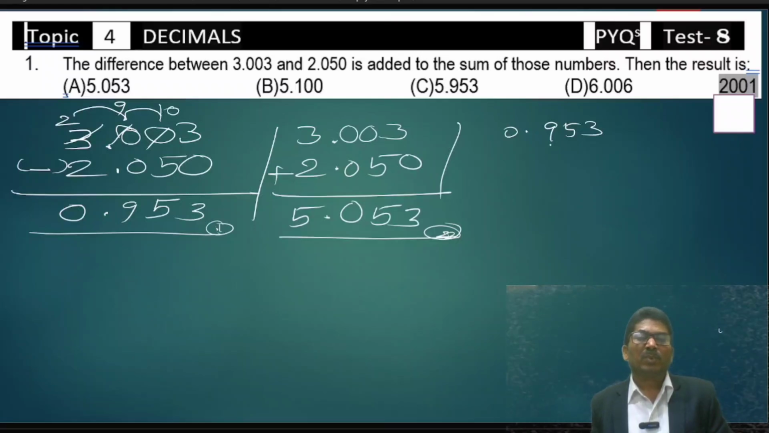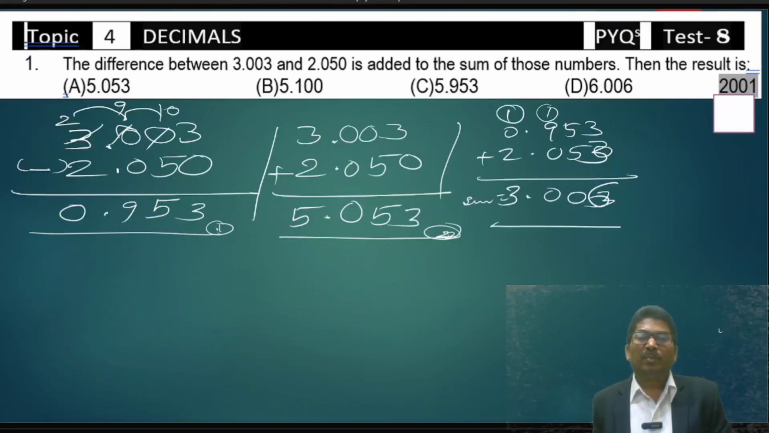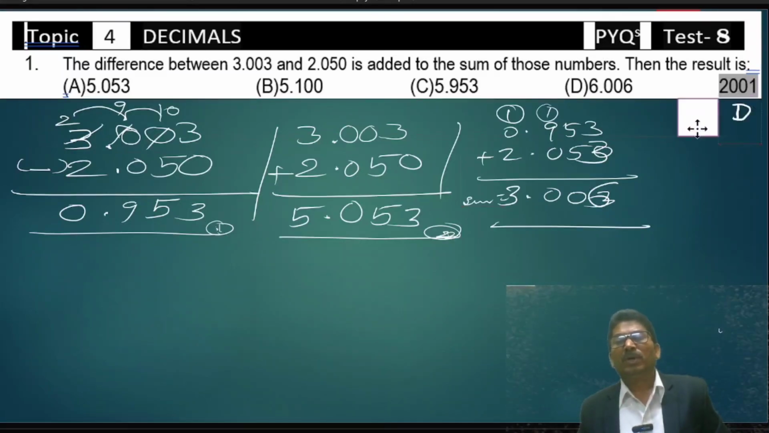0.953, 2.050. Sum means addition. 3, 10, 1 carry, 10. So here we have to write 3, 6. 10, 1 carry, 3. So 3.006. So D is the correct option, children. D is the correct option.